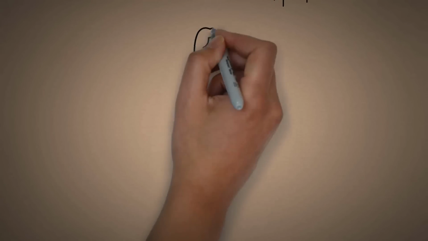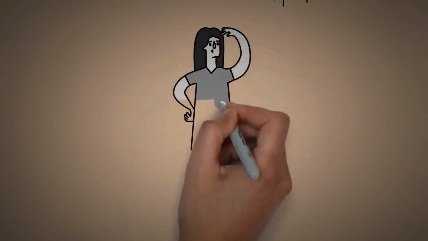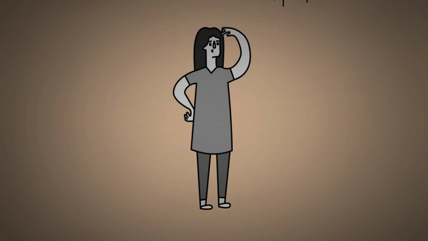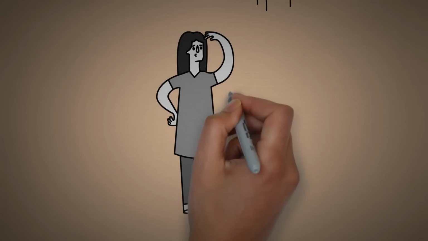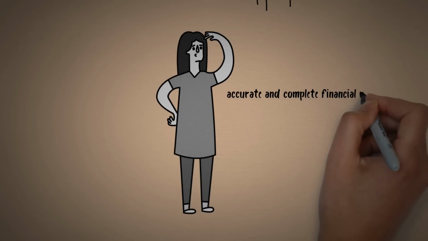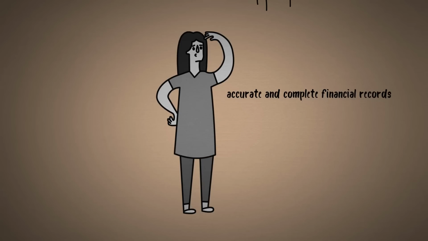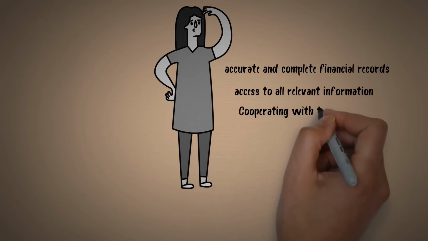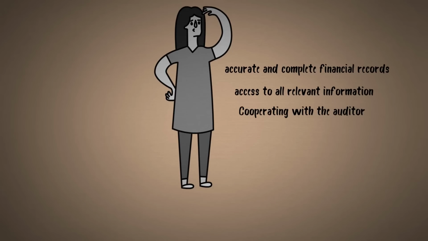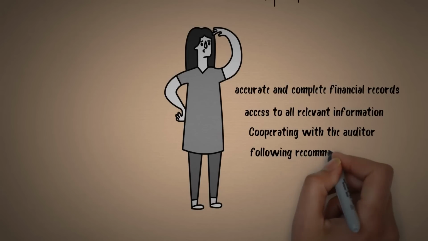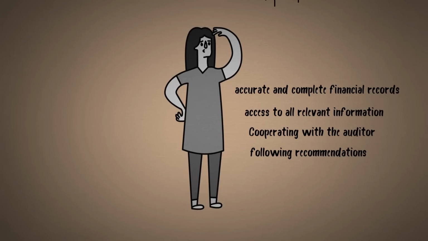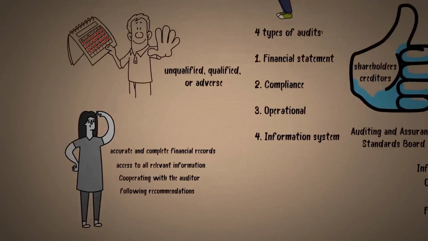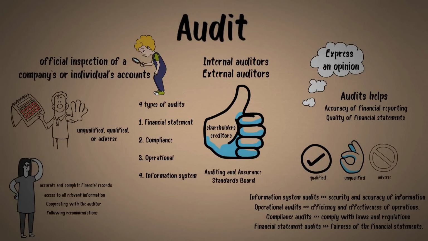How can I improve my chances of a successful audit? There are several things you can do to improve your chances of a successful audit, including maintaining accurate and complete financial records, providing the auditor with access to all relevant information, cooperating with the auditor during the audit process, and following the auditor's recommendations.